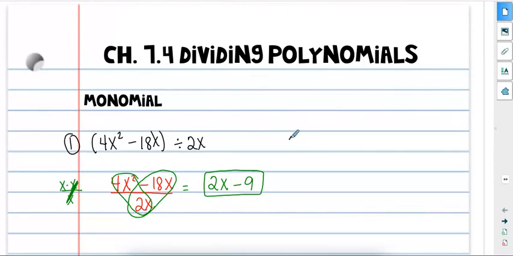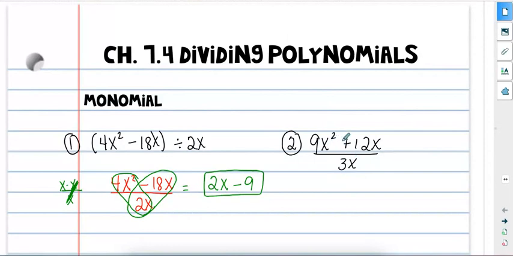Number 2. Okay, so number 2 says 9x squared plus 12x over 3x. Okay, so we're going to do the same steps.